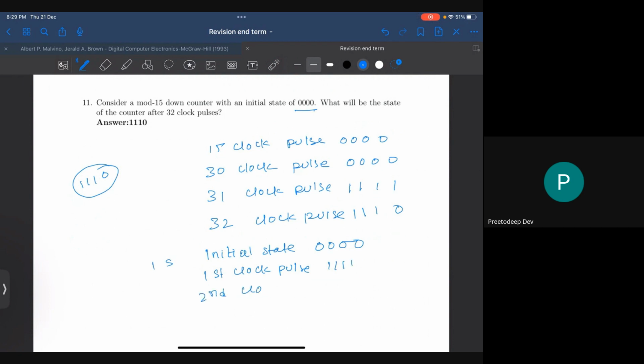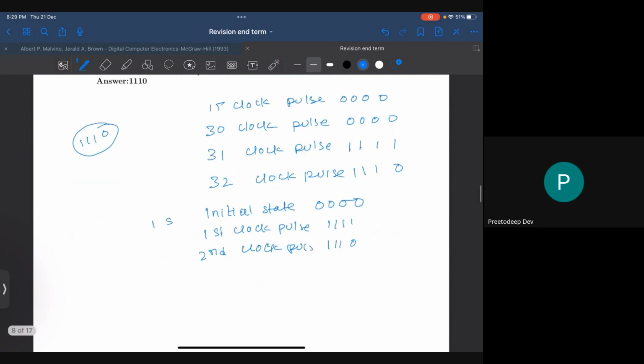Second clock pulse, it will be 1110. Now third clock pulse, this is 15, this is 14, and this is 1101, 13. This is 8 plus 4 plus 1, right? Fourth clock pulse, 1100, like that.